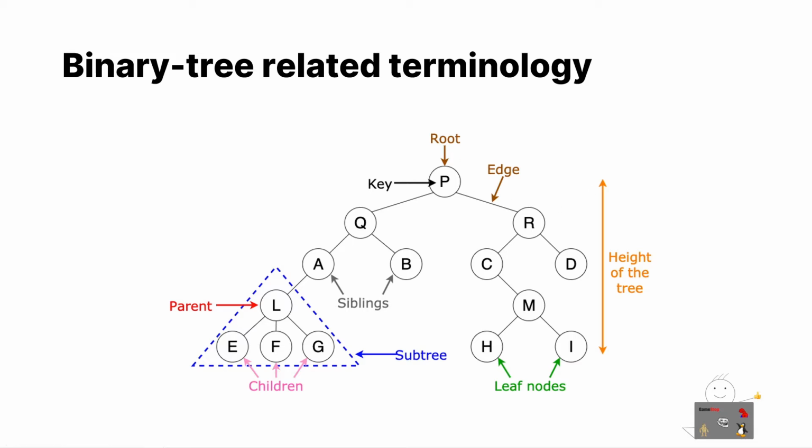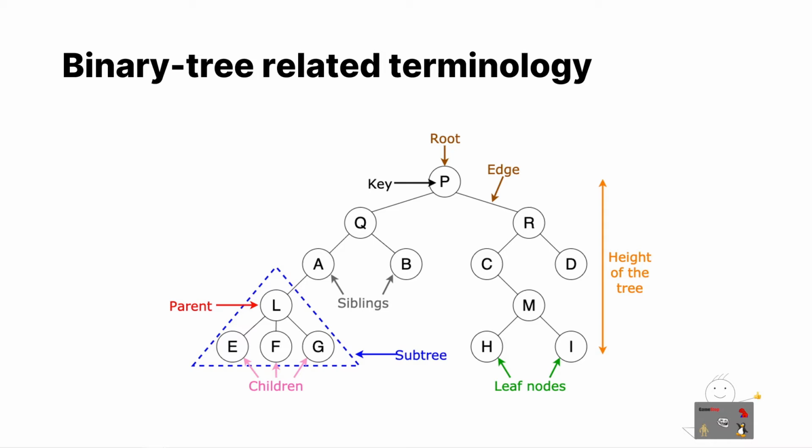Then we have the children. The children are nodes directly below a particular node. So the children nodes of P would be Q and R. The children nodes of L would be E, F, and G. Also, then the parent would be L. The parent of E, F, and G would be L. So we have a parent-children relationship right here.